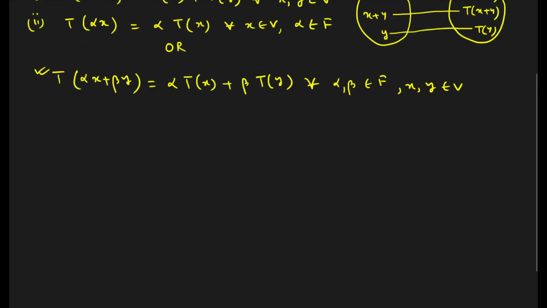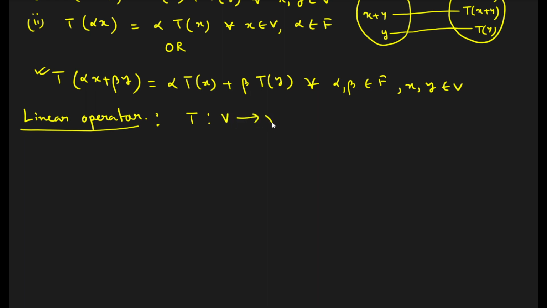After linear transformation, we have linear operator. So what is the difference between linear transformation and linear operator? In linear transformation, the function is from one vector space to another vector space. But in linear operator, it is the same vector space to the same vector space. Okay. Domain is also V. Codomain is also what? V. So whatever you take, it will be the same.